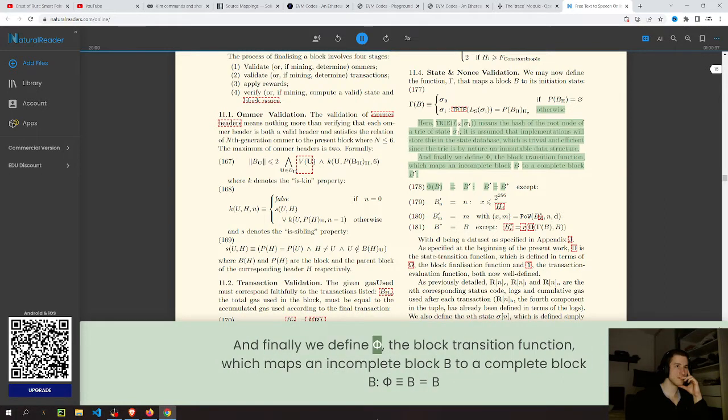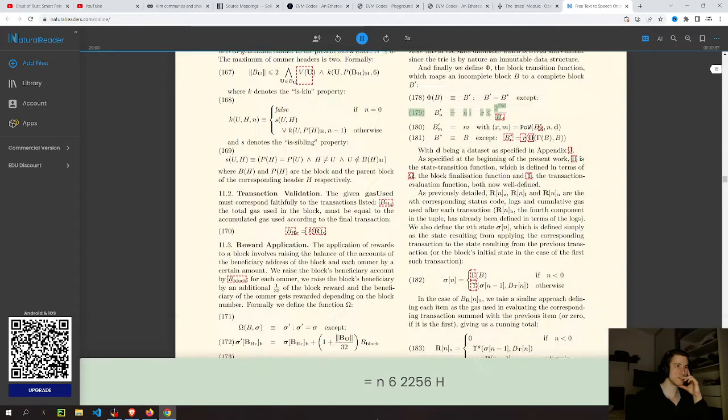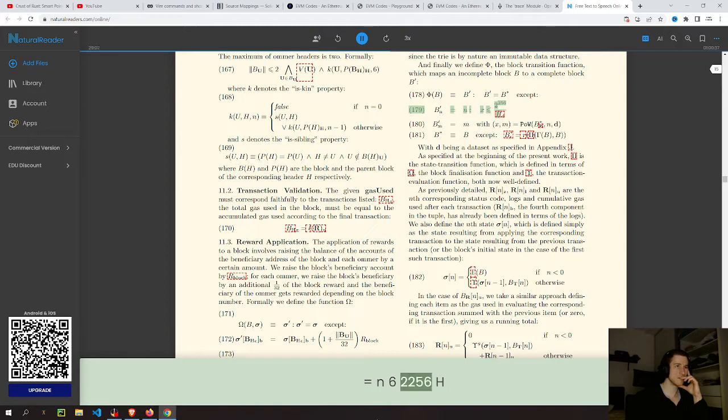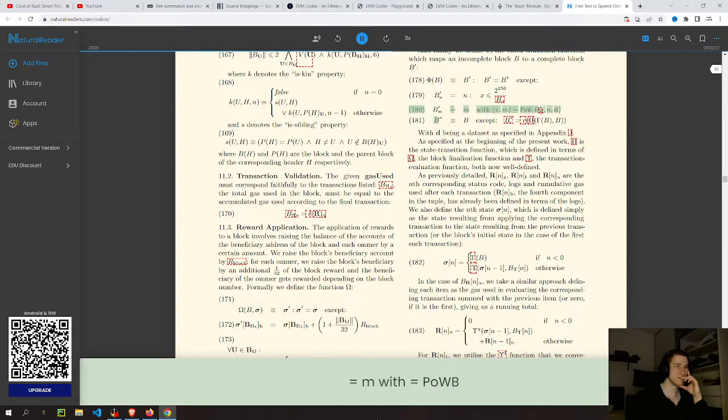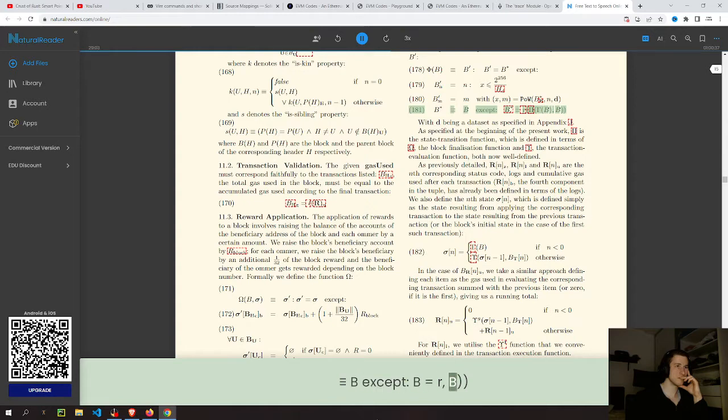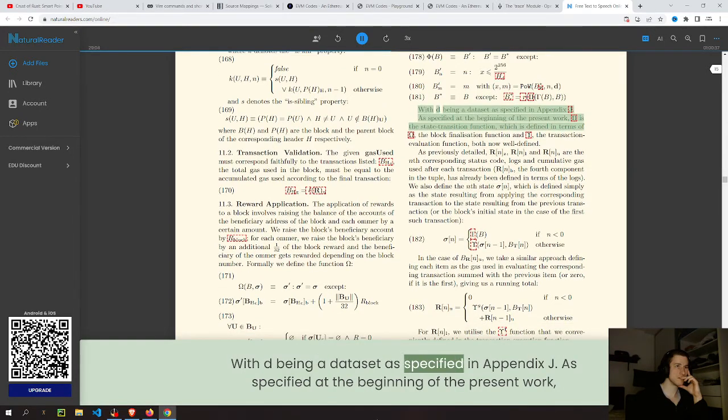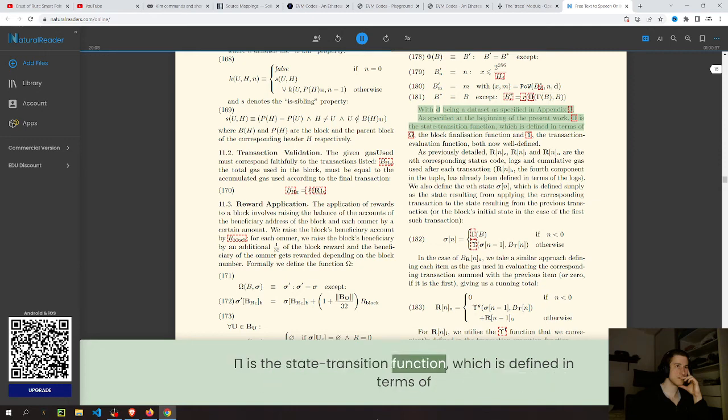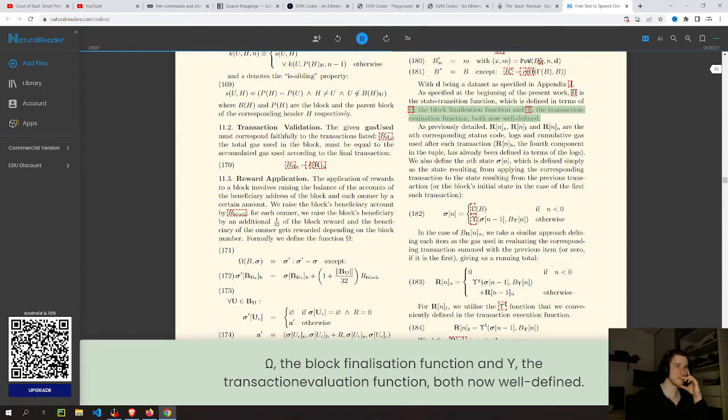And finally we define phi, the block transition function, which maps an incomplete block B to a complete block B'. Φ(B) = B*, except with the nonce and mix hash determined by the proof of work function, with D being a data set as specified in Appendix J. As specified at the beginning of the present work, pi is the state transition function, which is defined in terms of omega, the block finalization function, and upsilon, the transaction evaluation function, both now well defined.